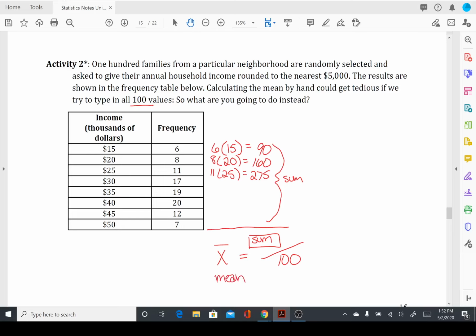Your median is not that bad, really, if you think about it being the 50th person. What we'll do here is a cumulative frequency count to figure out where the 50th person is. So where's that 50th family? 6 people are at the beginning, making the $15,000, and then 8 more people are in line after them. So how many people have we talked to? In order, we're now up to 14 people.